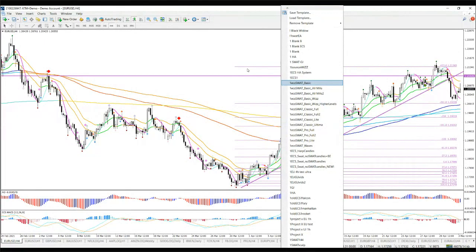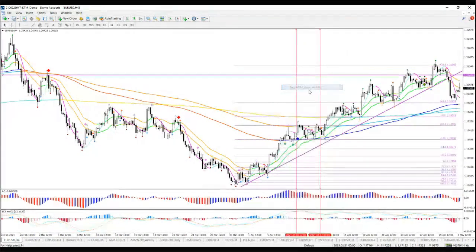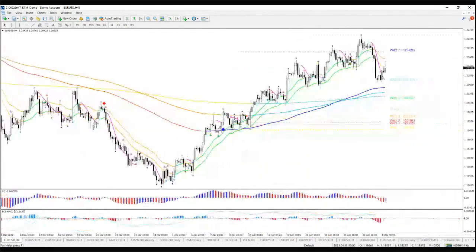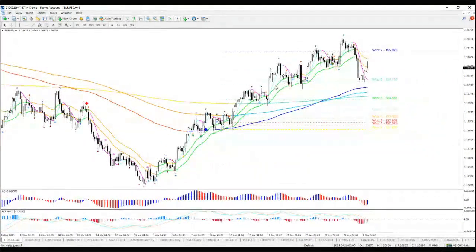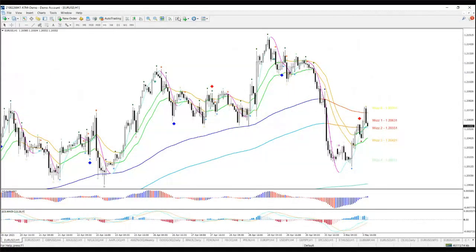One more thing on both the hourly and 4-hour chart, or let me say it this way, your trend time frame and maybe your entry time frame. Another thing you can look for is the Wiz tool. And yeah, on the 4-hour chart, it's not useful at this point, but the hourly chart, I think it would be.